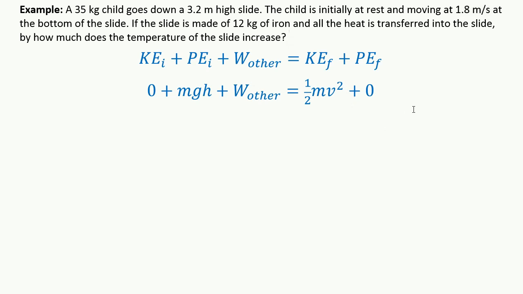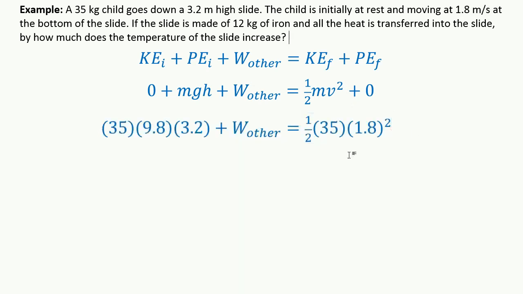So next step, let's fill in what we can. This is the mass, little g, and the height of the child at the beginning, top of the slide. So those numbers go in here. This is the mass of the child and the speed of the child at the end, final. Those numbers go in here. Then I can crunch that in my calculator and solve for the work done by other forces, and I get negative 1040.9 joules.